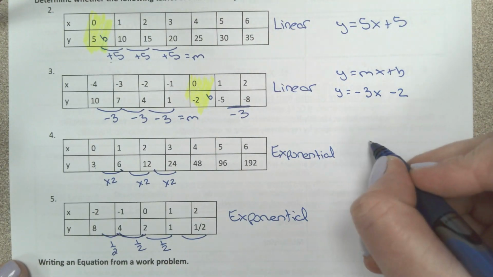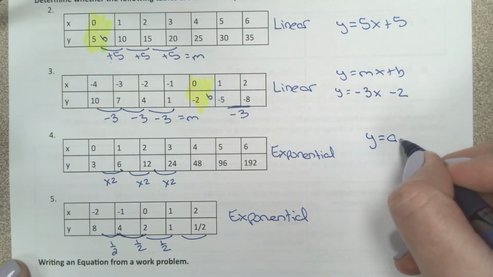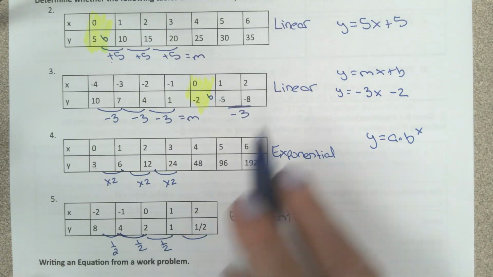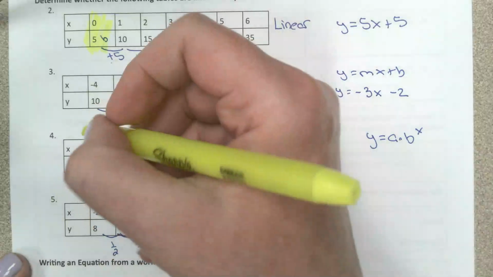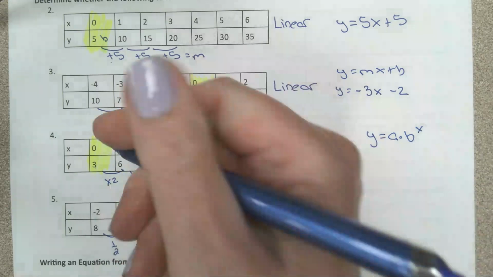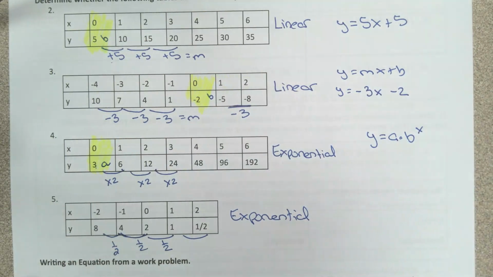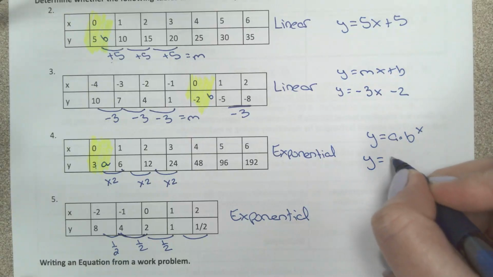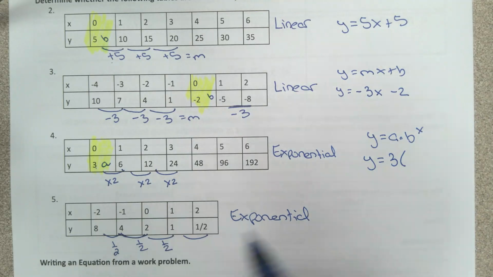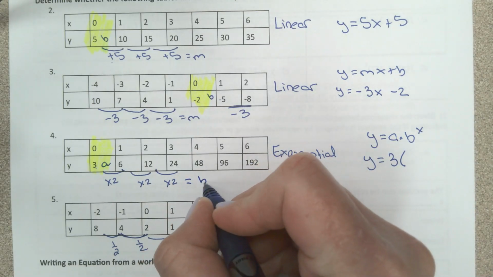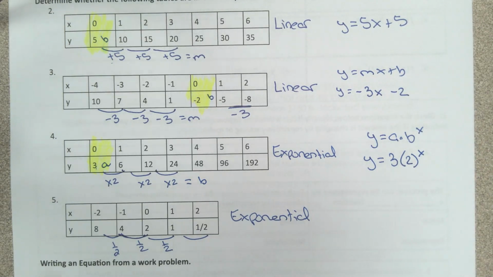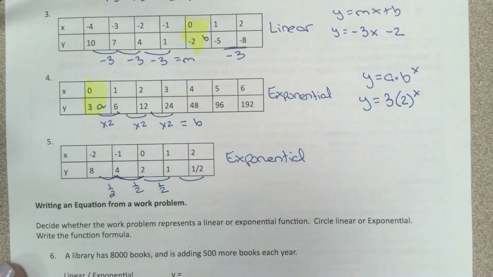If I want to try to write an exponential equation, I have y equals a times b to the x. All right, so the a is your starting number, which is still your y-intercept. So 3 is your a in this case. So y equals 3 times the rate or the multiplier, that is your b. We're multiplying by 2, so that is my b. So 3 times 2 to the x would be that equation.